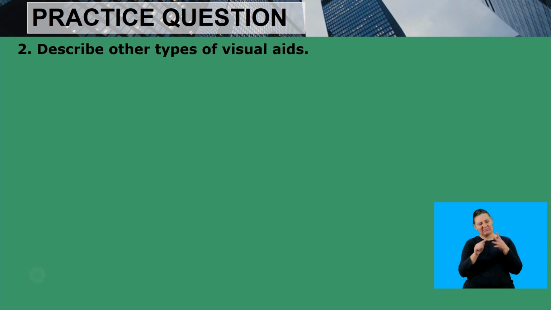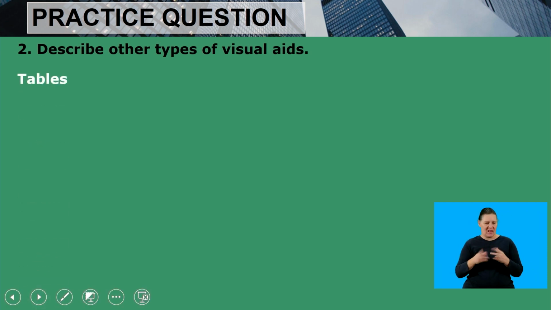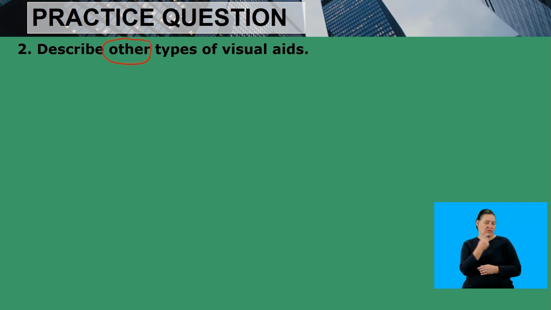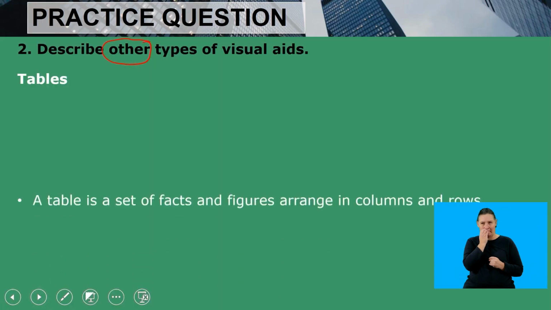Describe other types of visual aids. Before we continue, let us bear in mind that when the question says other types, it simply means that the one that we've mentioned before in question number 1, we must not include it when we describe other types of visual aids. Okay. Now we have tables.